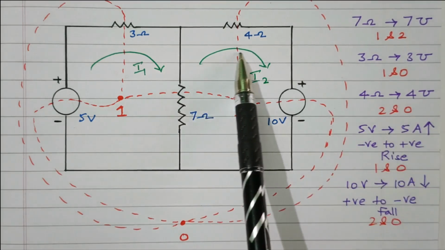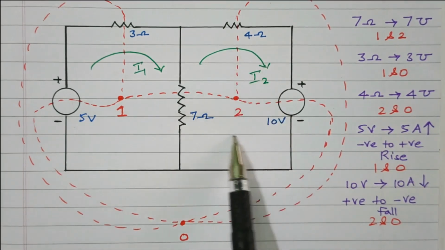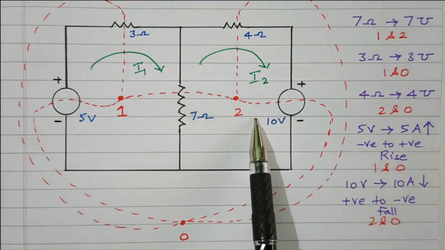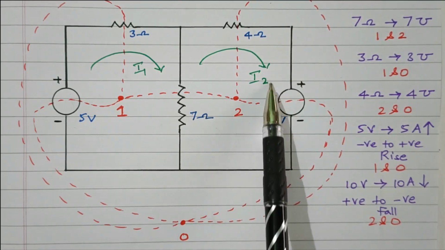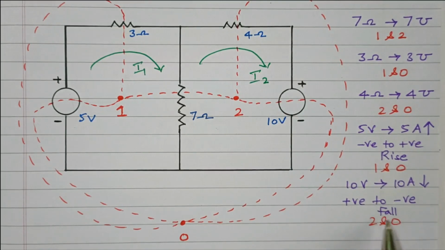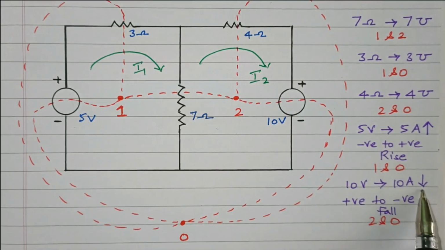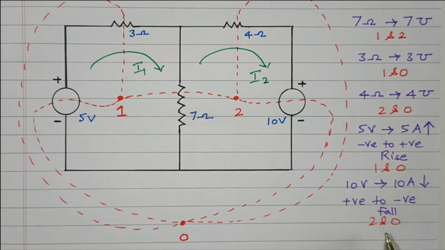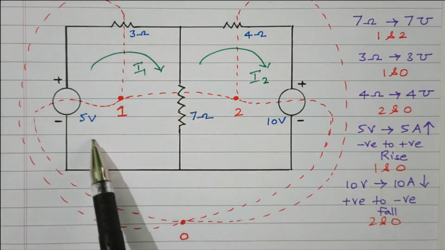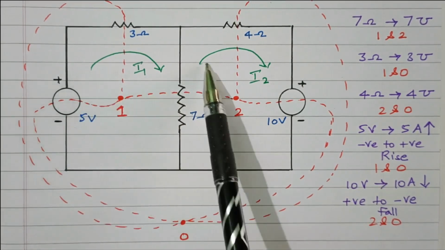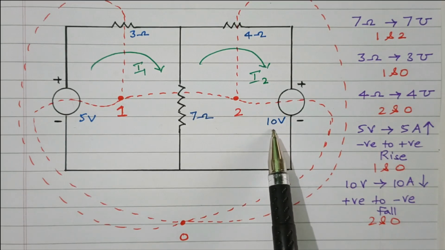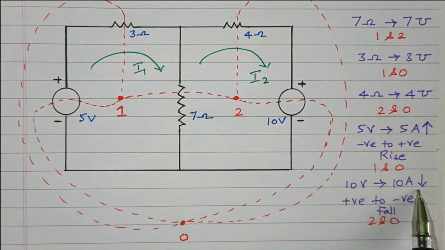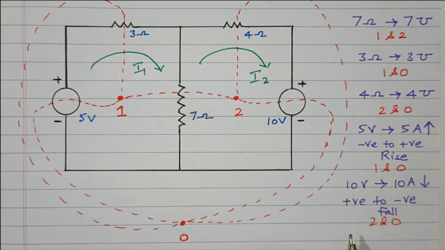Now see the polarity of the current. Same thing: the current is flowing in the clockwise direction, but it is flowing from the positive terminal to the negative terminal, right? Positive terminal to negative terminal, so that is a fall. So the current source is going down, connected between 2 and 0. Earlier the current was rising, negative to positive. Here the current is flowing positive to negative, so that is a fall in potential, and the current also goes in the downward direction, right?